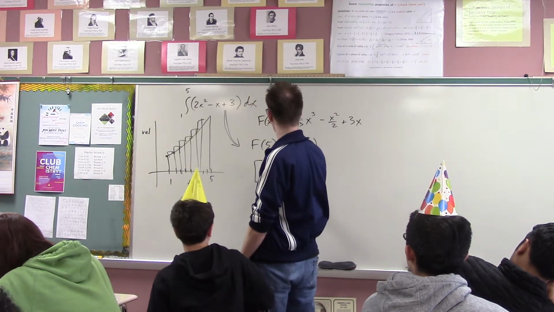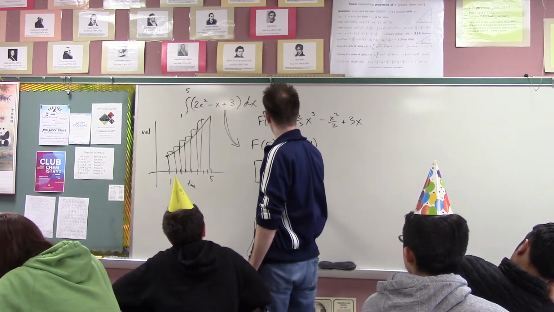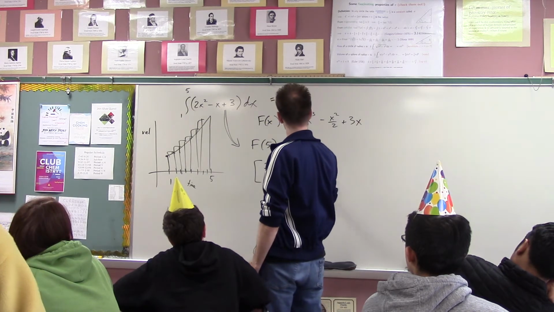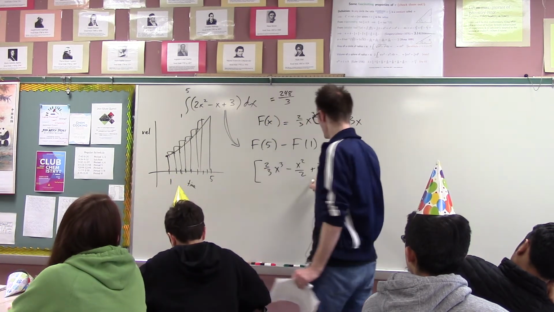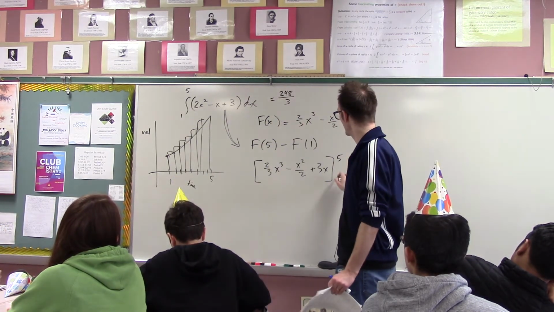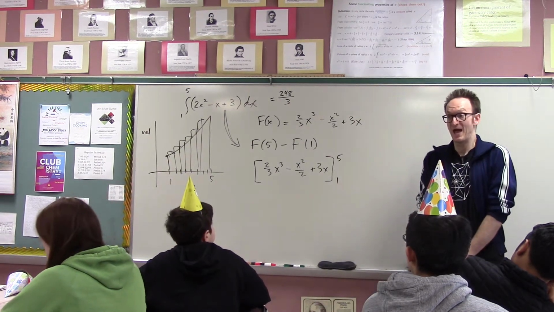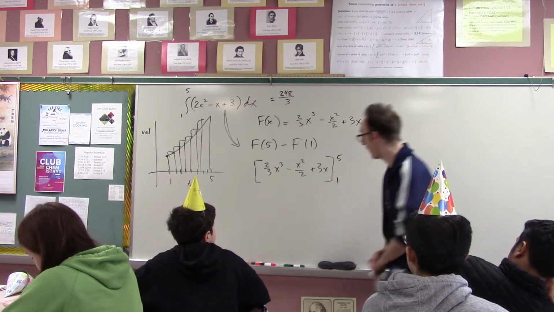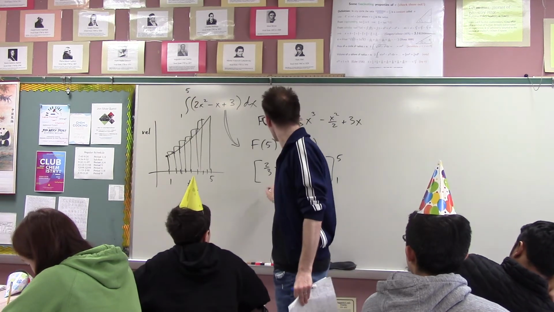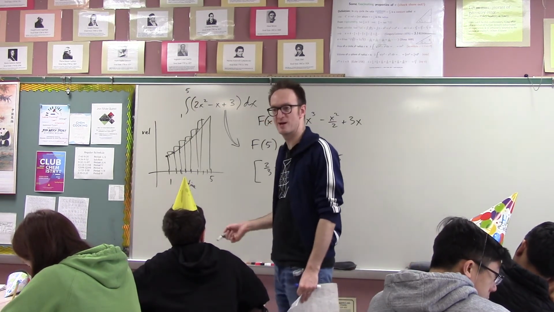Whoa. And the notation for this is that when people are pressed with this integral, what they often do is they put it in brackets, and then they say, to be evaluated at 5 and 1. And when you evaluate this at 5 and 1, you get, well, should we just do it right now? Yeah. Sure.